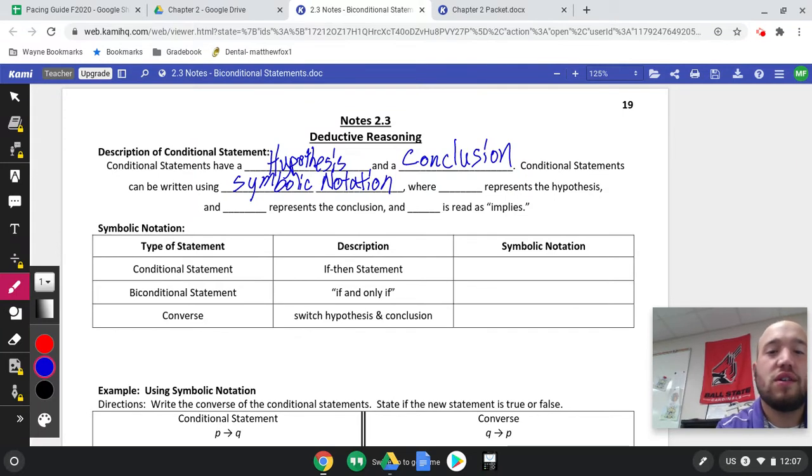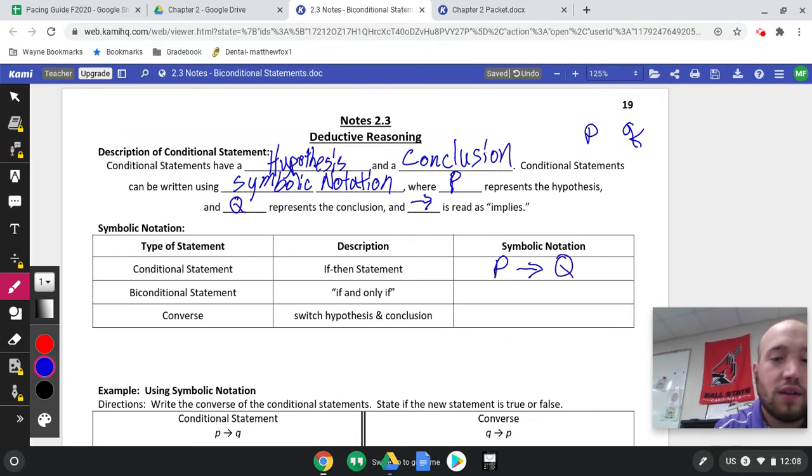In this case, the first part, the hypothesis, is represented by a P, and then the conclusion is represented by a Q. So P implies Q, or you could also have a lowercase p and a lowercase q. This symbol is read as implies. So P implies Q is the same as our if-then statement. So our conditional statement here is P implies Q.